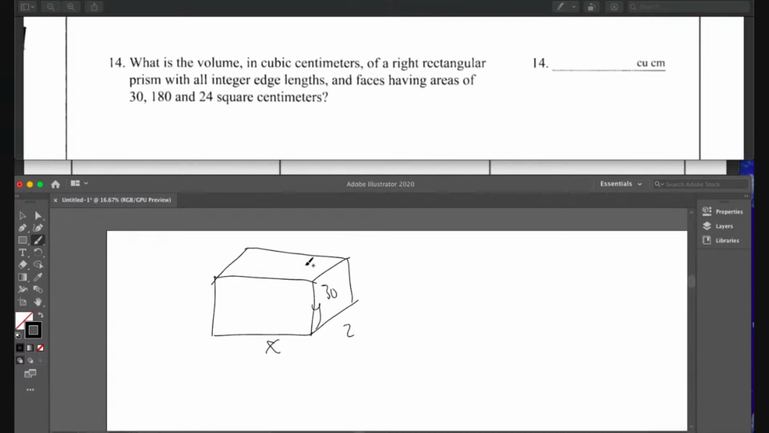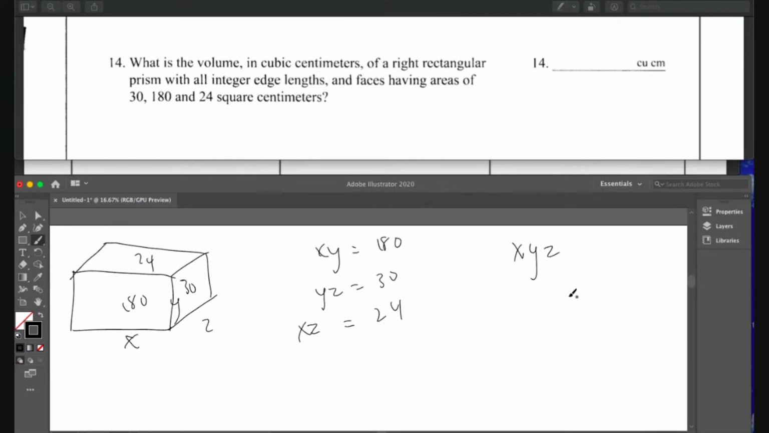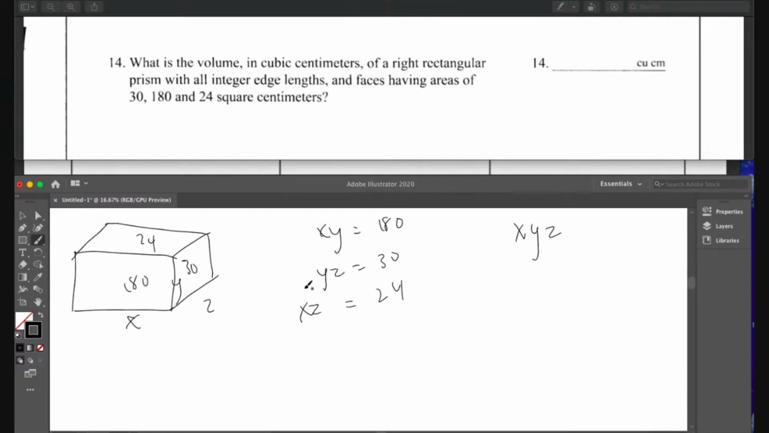I'll just say 30 is here, 24 is here, 180 is here. Each of these corresponds to a different product of two of our variables. So xy is 180, yz is 30, and xz is 24. And we want to find the volume, which is xyz. You could solve this whole system of three equations with three variables, solve for x, y, and z, and plug back in to find the volume.